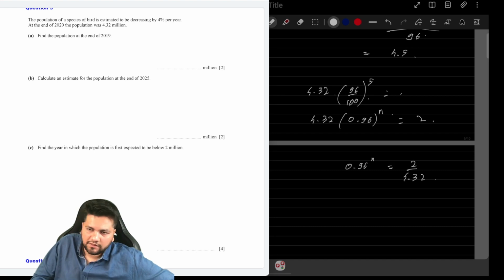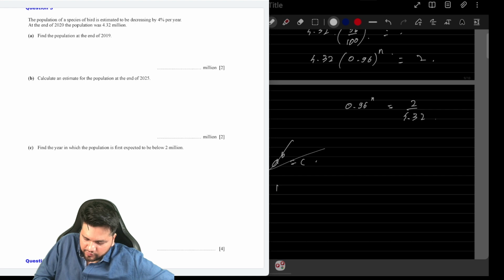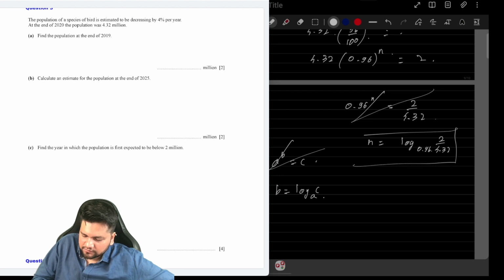Now this is something related to logs. So maybe during the logs we can see it, but as of now I'll just tell you there is this rule called tick mark rule. If I have a to the power of b is equal to c, and if I want to convert that into logs, b is going to be log c to the base a. So here again we are going to use tick mark rule. You will get n is equal to log of 2 by 4.32 to the base 0.96. Again another shortcut. Whatever the answer is, you can use a calculator for that.